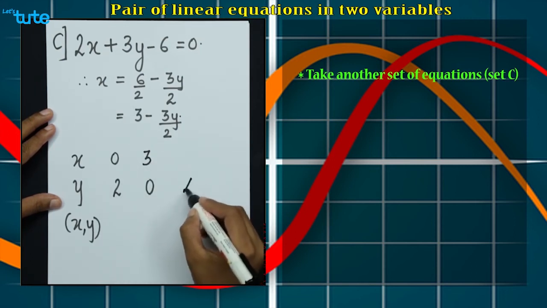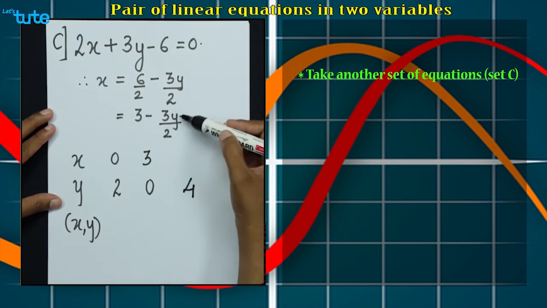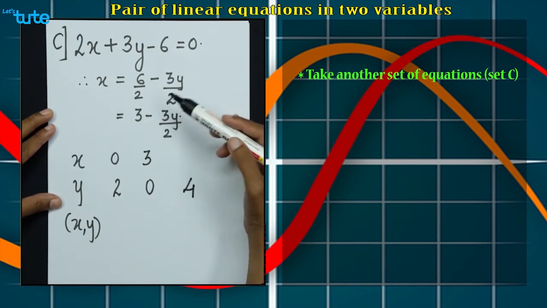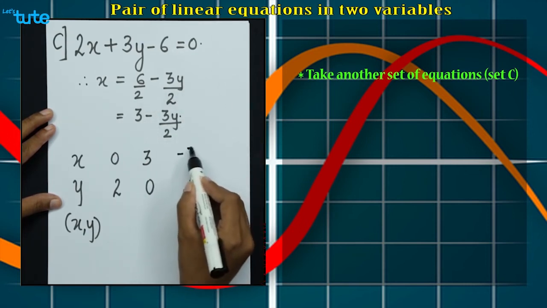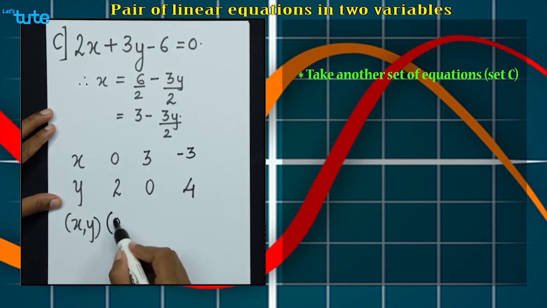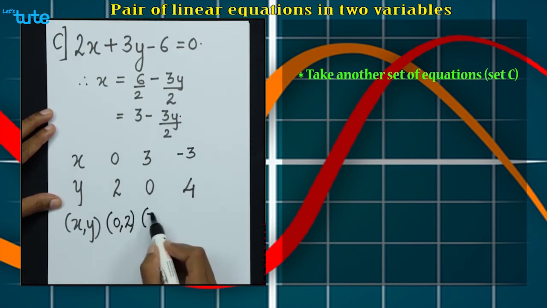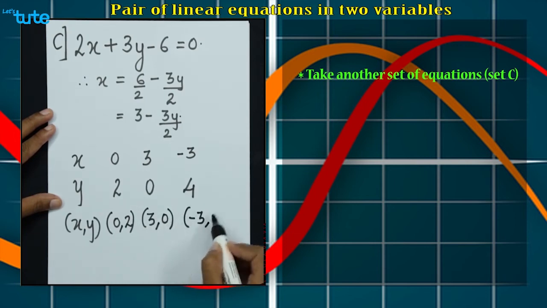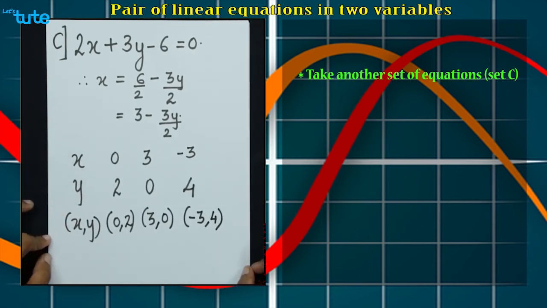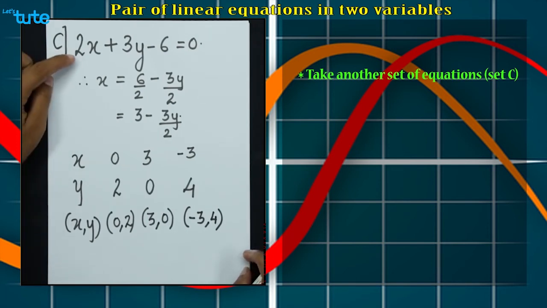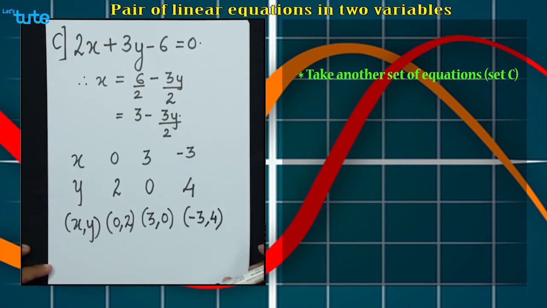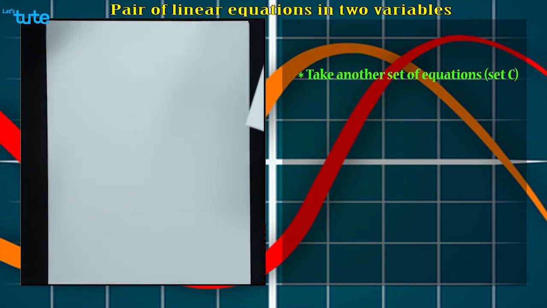And the last, let us take a 4 in place of y. The 4 gets divided by 2 gives you a 2. 3 2s gives you 6. 3 minus 6 gives you a minus 3. If I look at the pair of points which we have obtained, or the coordinates of the points, it's 0, 2, 3, 0, minus 3, 4. So we have obtained 3 coordinates or 3 points which lie on the line 2x plus 3y minus 6 equals to 0. Let us look at one more equation in this system.